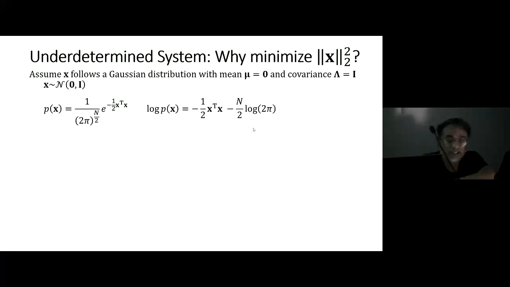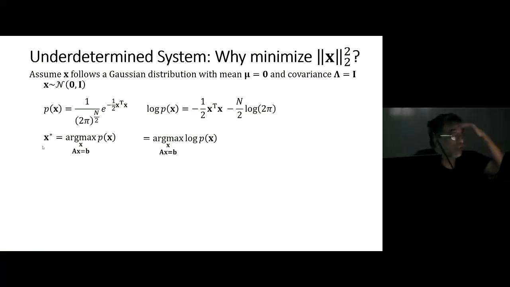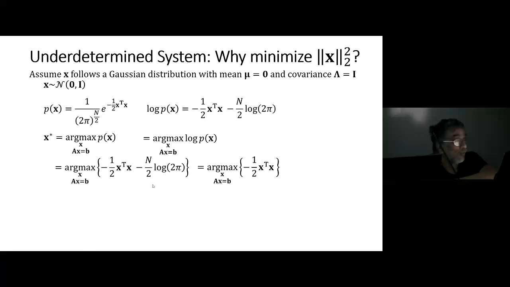But what about this? This is constant, right? N over 2 log of 2 pi is constant. What is n? The dimensionality of x. So I want to maximize the log probability, or the log likelihood. x star equals argmax p of x such that Ax equals b, which is equal to the log of this. I can neglect this term because it's not even a function of x.